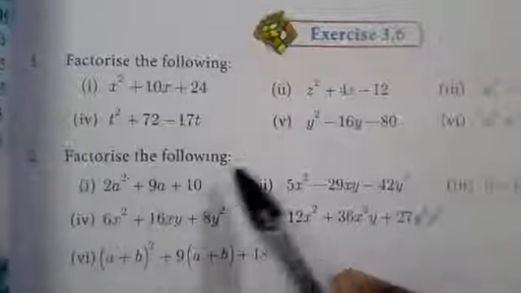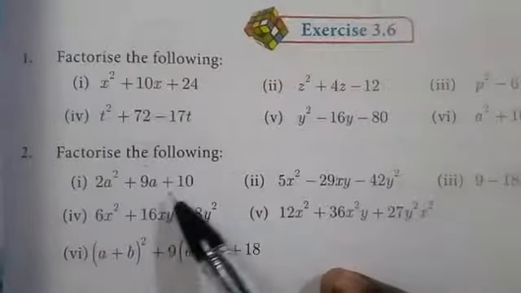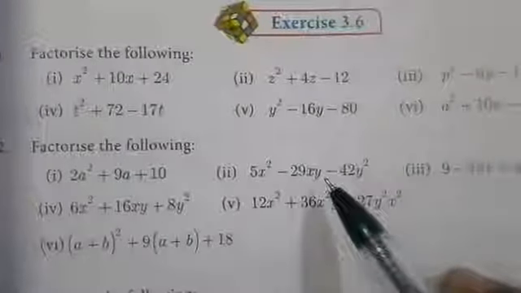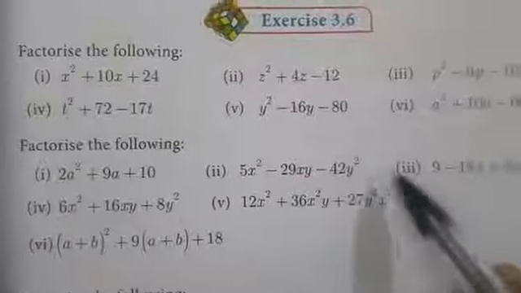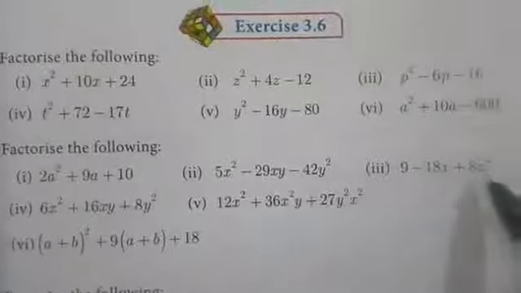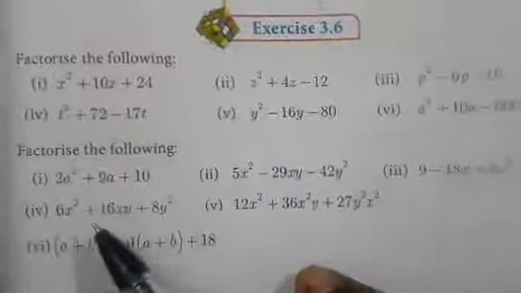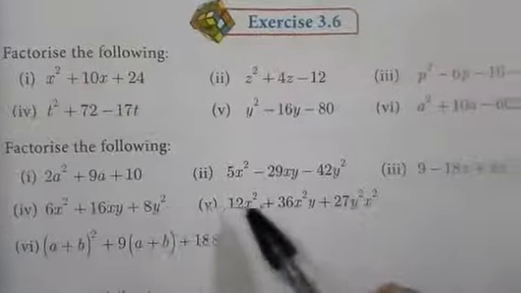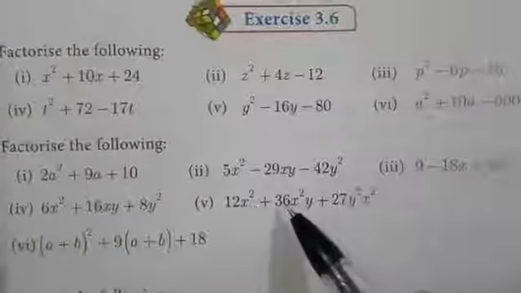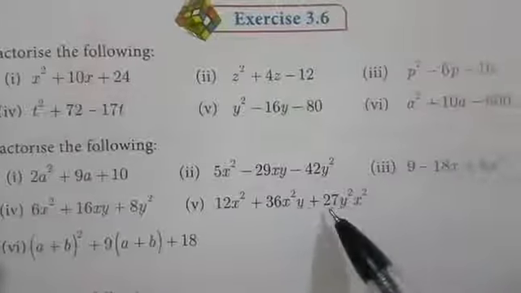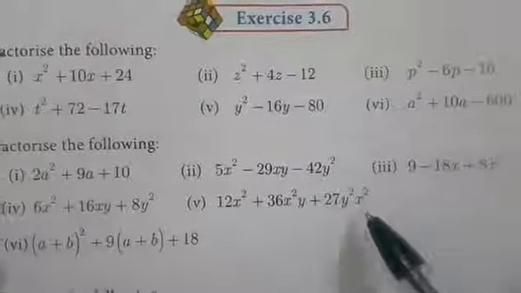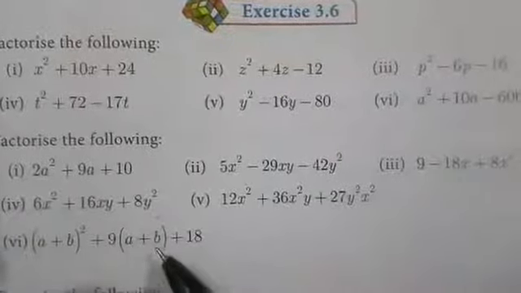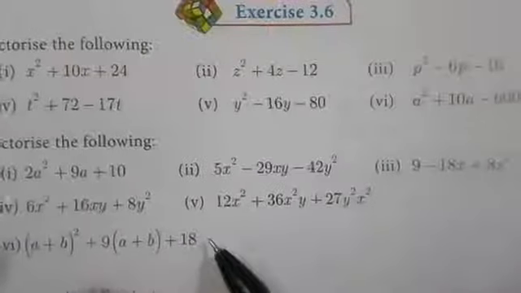Second problem, factorize the following: 2a square plus 9a plus 10, 5x square minus 29x minus 42y square, 9 minus 18x plus 8x square. Fourth problem, 6x square plus 16xy plus 8y square. Fifth problem, 12x square plus 36x square y plus 27y square x square. Sixth problem, a plus b whole square plus 9 into a plus b plus 18.